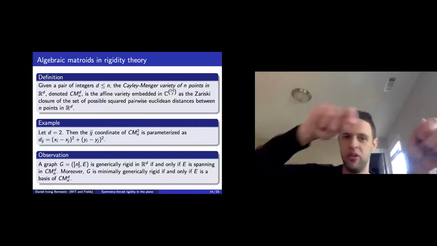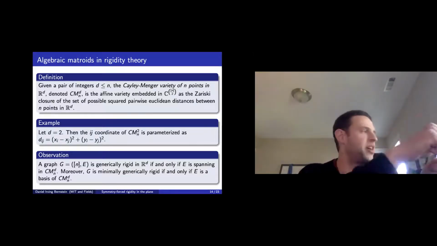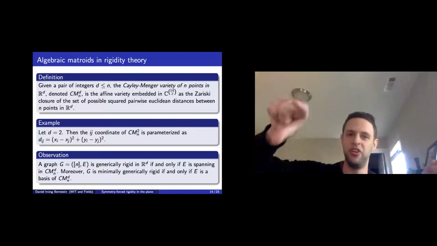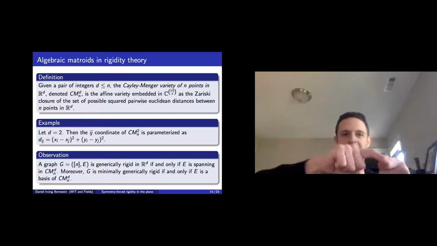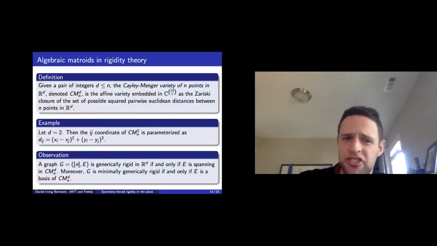But if you're flexible, in other words, if you have a curve in your Cayley-Menger variety that satisfies all your distance constraints, well, then that's infinitely many points. So it's just the intuitive idea there. Any questions about that, by the way, before I go on?